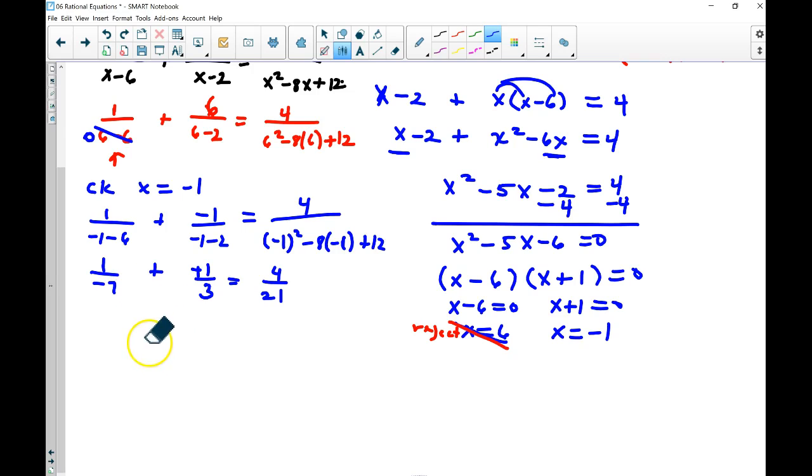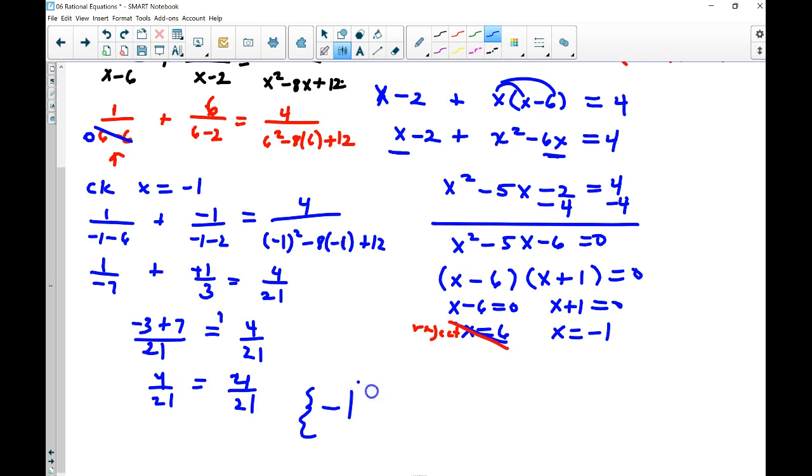So when you enter this in the calculator, it's going to be -3 plus 7 over 21 is equal to 4 over 21. Is that true? And we could see that that is true. So notice that in this case, the answer is simply -1. In any case, I hope this video helped.